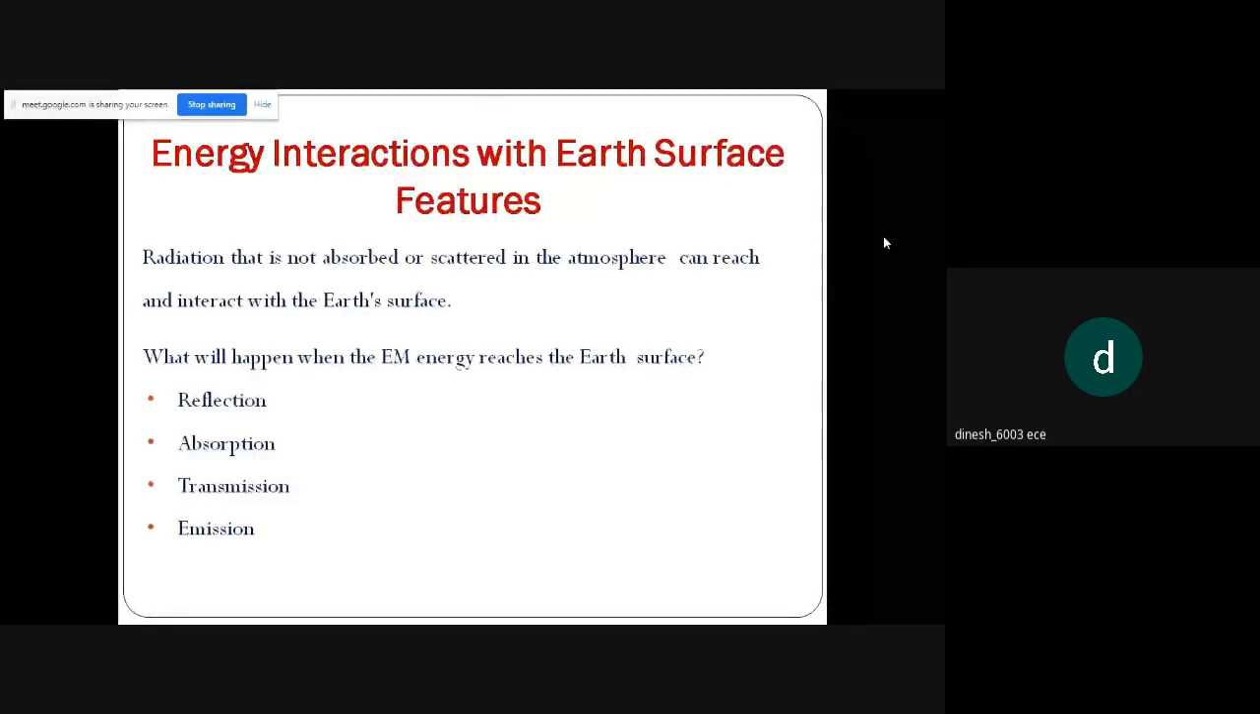So the energy or the electromagnetic wave radiation that interacts with the earth's surface has the following features. The first feature is the reflection principle. Second one, absorption. Third one, transmission. And the fourth one, emission. So always, radiation is not at all absorbed or scattered in the atmosphere, and it can reach and interact with the Earth's surface. So when electromagnetic wave energy reaches the Earth's surface, it gets reflected or absorbed or transmitted or emitted. So that is what we are going to see in this second half of your unit number 2.